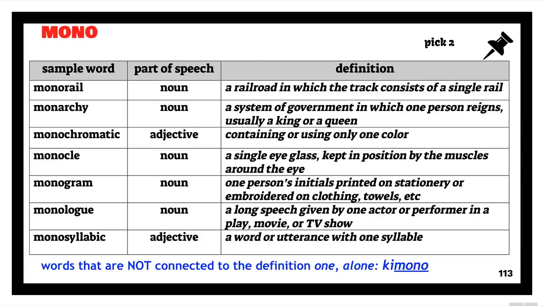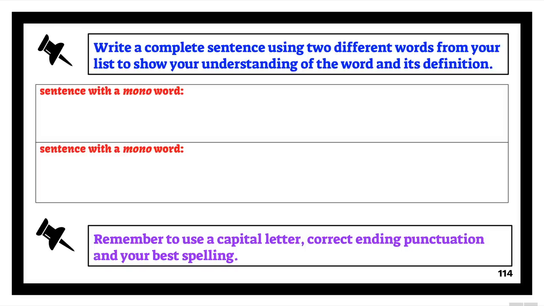It's a long speech given by one character or performer in a play, movie, or TV show. And finally, monosyllabic, which is an adjective. It's a word or utterance with one syllable. Words that are not connected to the definition one or alone are kimono. Pause the video before going on to write your sentences.